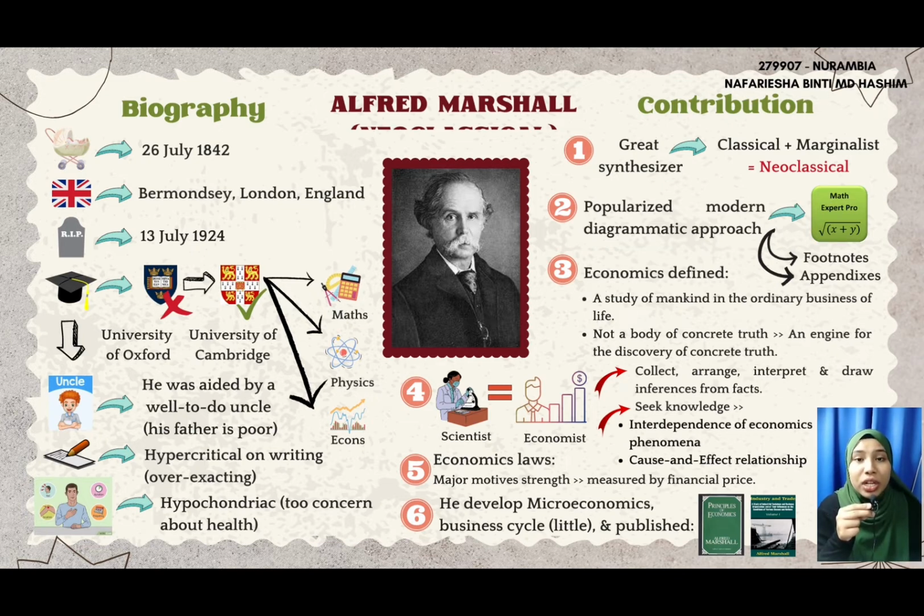First, Alfred Marshall was born on 26 July 1842 at Bermondsey, London, England. But as the saying goes, all living things will eventually die, and so he did. Unfortunately, he died on 13 July 1924. Back then, young Alfred Marshall rejected a scholarship offered by the University of Oxford. Instead, he attended the University of Cambridge, where he devoted himself to maths, physics, and economics.